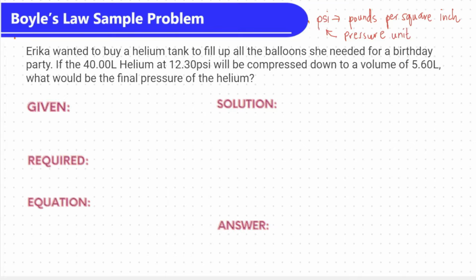In volume, we have liters. That is also a unit for volume. I think that is more common than the cubic centimeter that we have used a while ago. Nevertheless, sabi ko nga, kung ano yung unit na given natin sa P1 at V1, yun din dapat ang unit natin sa P2 at V2. So let's write our given. V1 is 40.00 liters at 12.30 psi. So that would be our P1.